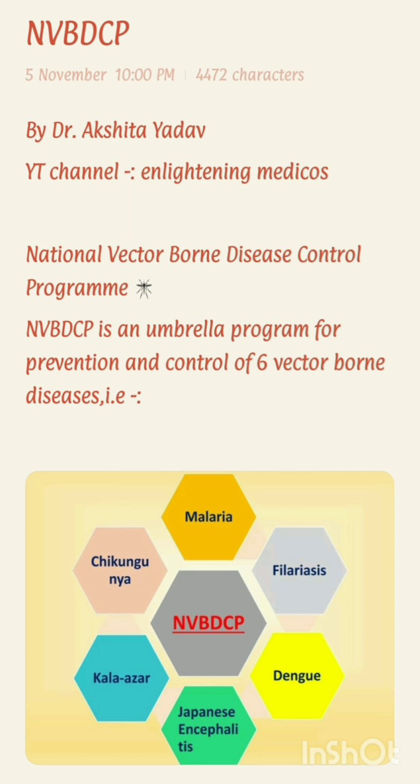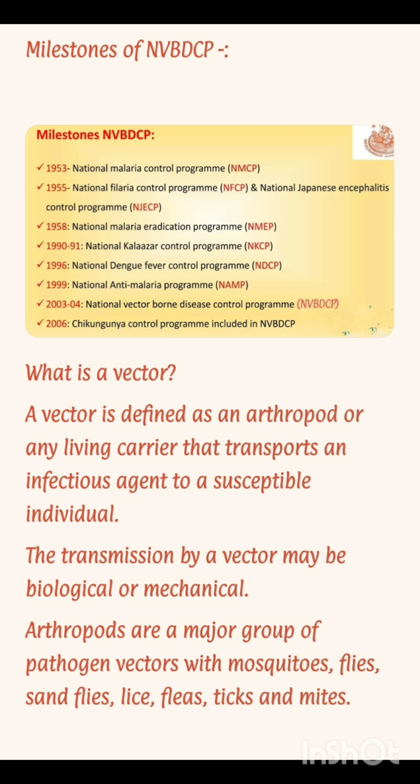So in this video, we are going to discuss the different strategies of NVBDCP at the center, state, and district level. What are the milestones of NVBDCP? In 1953, it was NMCP or National Malaria Control Program. Then in 1955, the National Filariasis Control Program and National Japanese Encephalitis Control Program. After that, in 1958, National Malaria Eradication Program. Then from 1990 to 91, National Kala Azar Control Program.